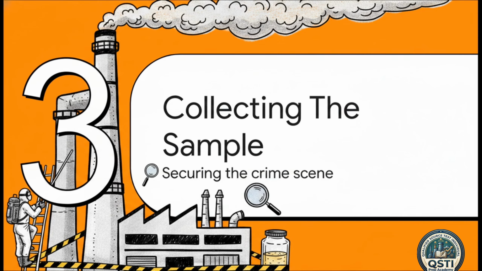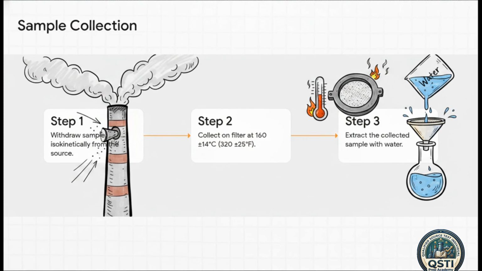Moving on to Section 3, collecting the sample, securing the crime scene. All right, our very first active move is to head straight up to the smokestack itself. We have to gather the raw particulate matter directly from the source before it has a chance to disperse into the atmosphere. The EPA mandates 3 absolutely crucial physical steps here.